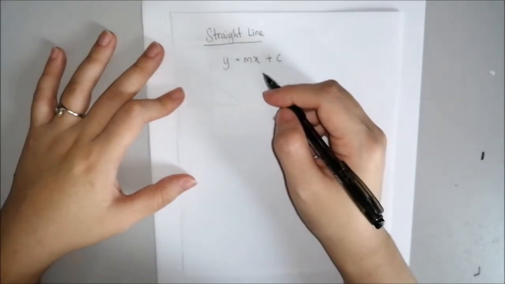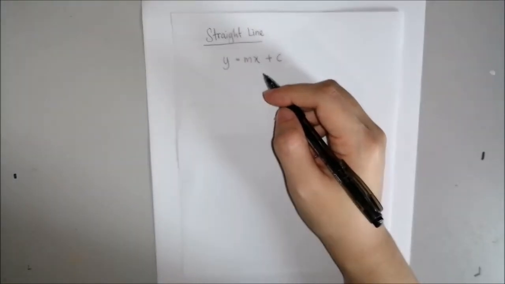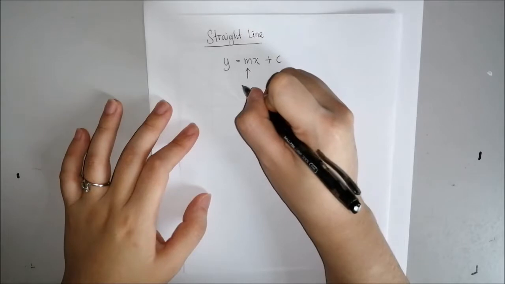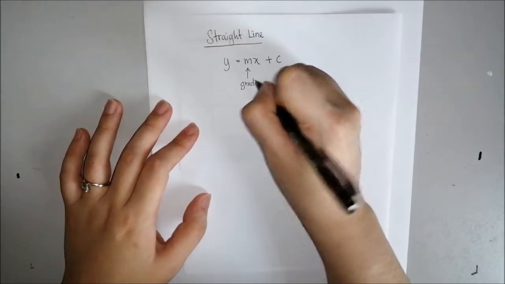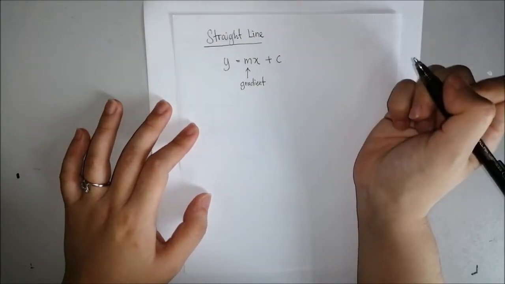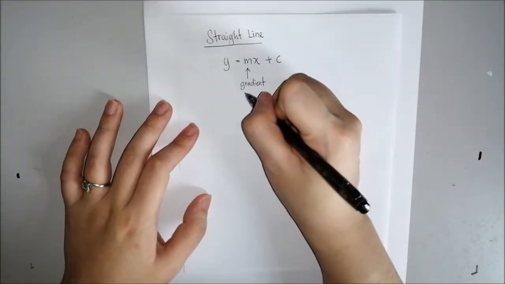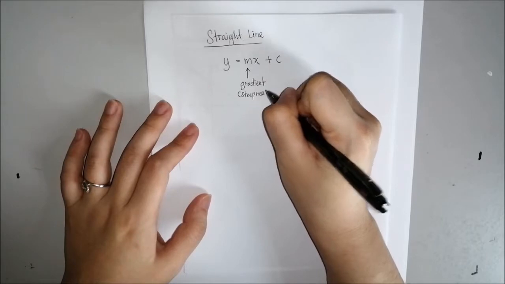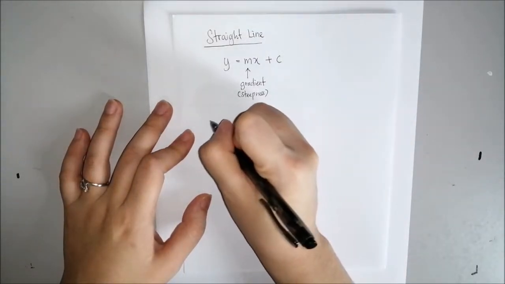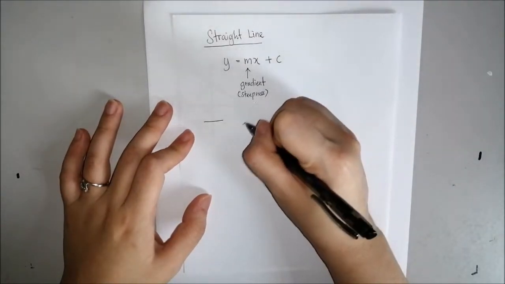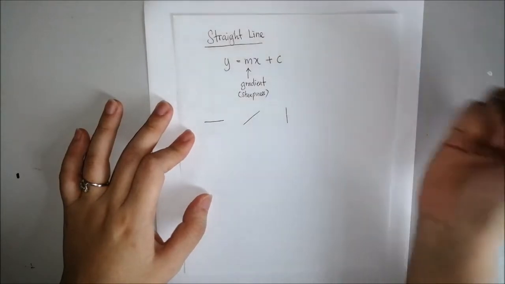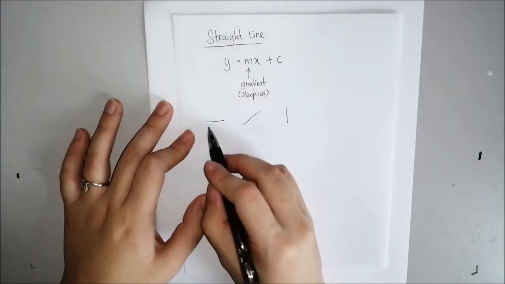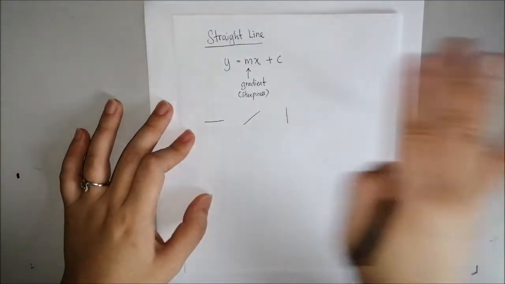So I want you to know what is m. So m is gradient. Okay, what's meant by gradient? Gradient means it's a steepness. For example, I give you three lines. One is like this, one is like this, and one is like this. Imagine these three are your staircase. Okay, so actually this staircase is flat.